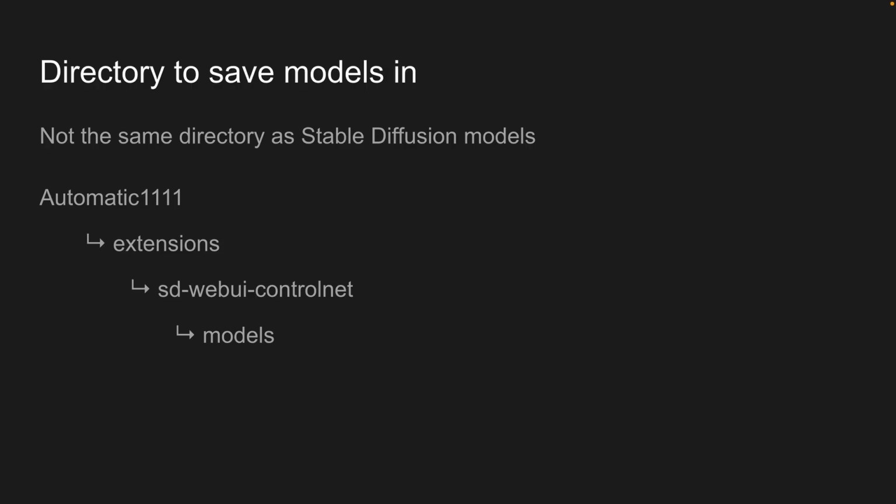Now you need to make sure you save these models in the right directory. When I started, I put the models into the Stable Diffusion folder, which is where I've been putting most of my models, but that's not the right place for ControlNet. To find the right directory, you need to go to the extensions directory that is part of Automatic1111. Within that, you should already find your sd-webui-controlnet folder, which will have been put there when you installed the extension. And inside of that, there's a models directory. That's where you need to put all of your ControlNet models that you've downloaded from Hugging Face.